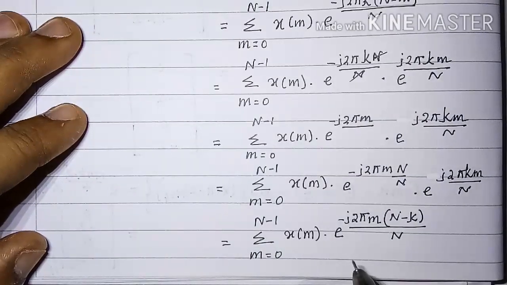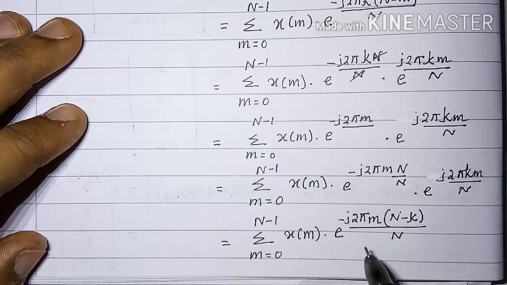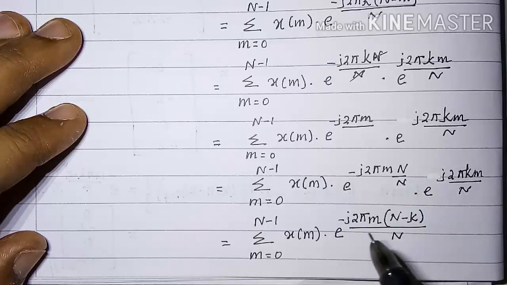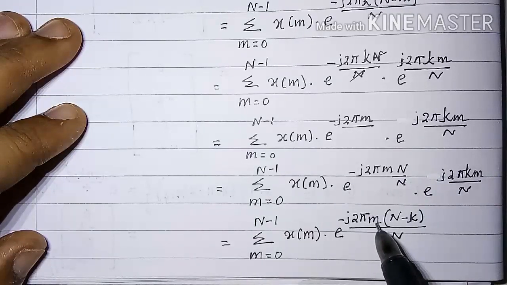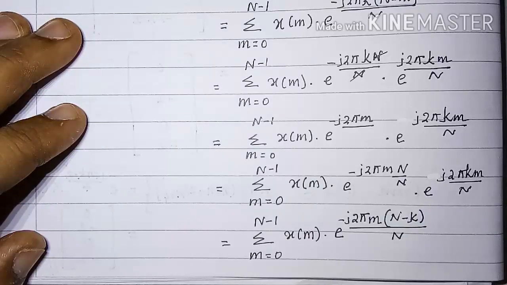Now look at this expression and compare it with the definition of DFT of x of n. By definition of DFT of x of n, we will be having e raised to minus j 2 pi nk upon capital N, but here in place of k we are having N minus k. Therefore, in place of X of k we will have to write capital X of N minus k.